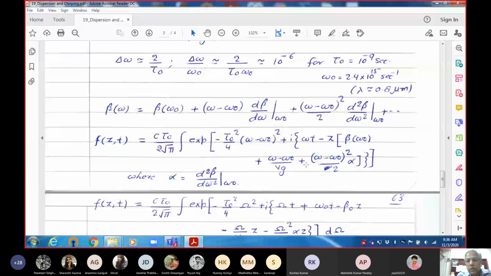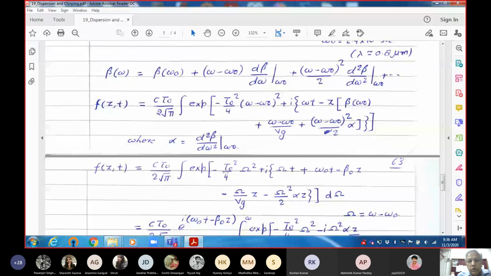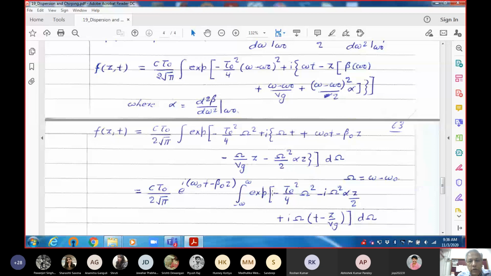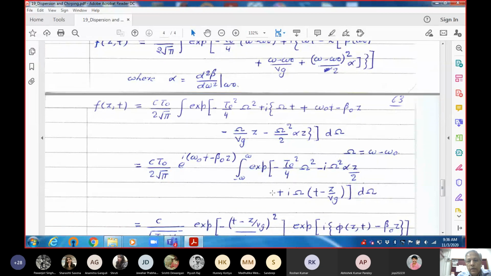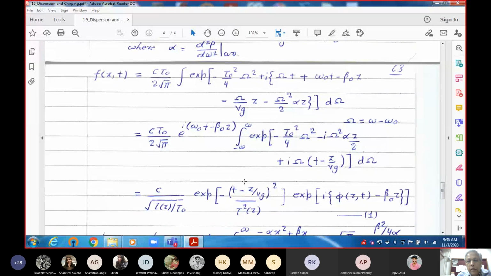Then f of z, t would become like this. Now alpha I have taken as d square beta by d omega square evaluated at the carrier frequency. Everything can be put in terms of capital omega minus omega naught. You go through these steps, they are self-explanatory, and I have given all these steps. Finally, this integral can be put like this.